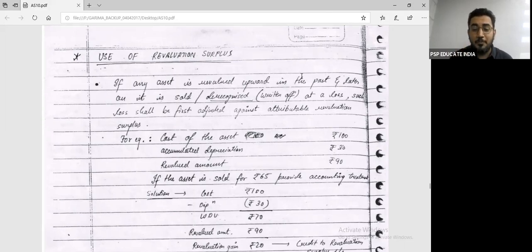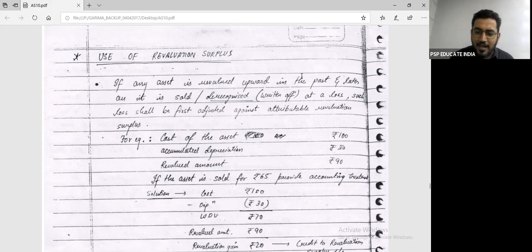Second important point, please understand carefully, is whenever you sell an asset. So say for example, you upward revalued an asset. So there was upward revaluation, you did the upward revaluation. Where did the upward revaluation amount go? Credit side of revaluation surplus account. Now, after making upward revaluation, say for example, you sell off the asset or you write off the asset. I'm using 2 words. Either you sell off the asset or you write off the asset.